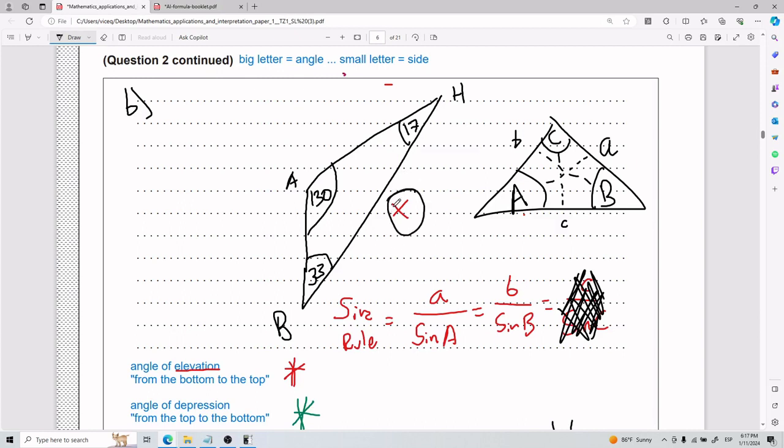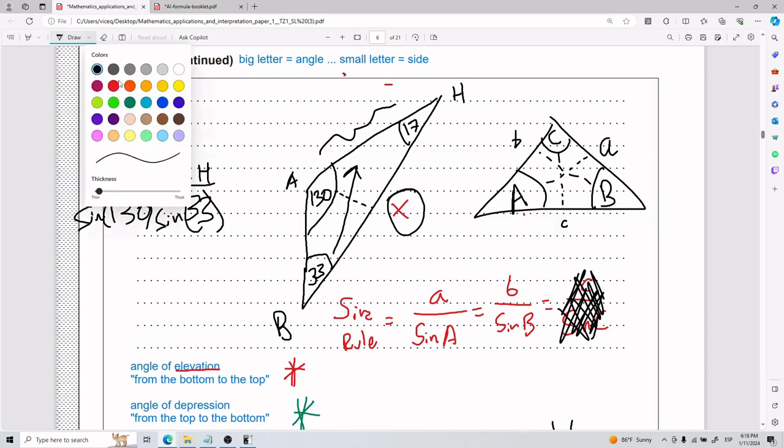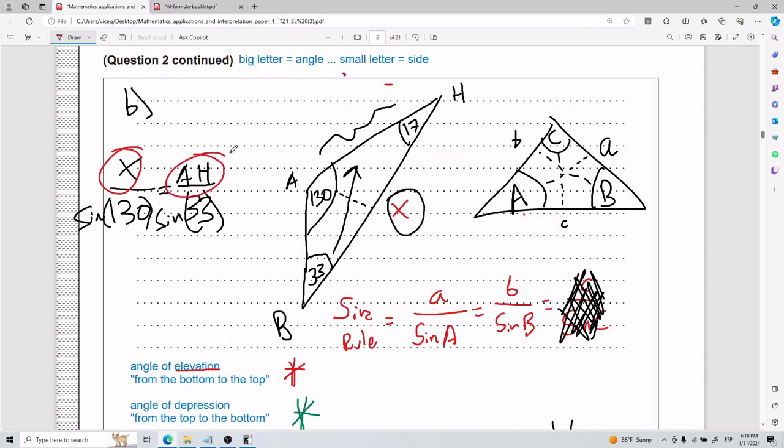So this side x is paired with this 130. Right now, if I apply the sine rule, I have x divided by sine 130 equals something else, for example, this A here, and that would be the angle 33. So sine 130, sine 33 over here. As you see, I have two variables, the variable x and the variable A. And so what you need to do is find another pair, find more information so that you end up with a pair.